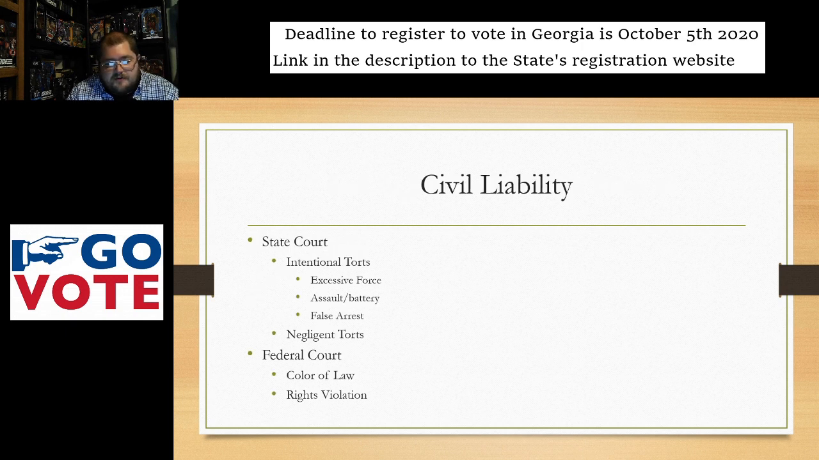It's also important to look at the effect of civil liability in terms of its role in the criminal justice system. There are two types of torts, which are basically harms in the civil system that can be brought against police officers: intentional torts or negligent torts. Intentional torts are excessive force, assault or battery on an individual, or false arrest.